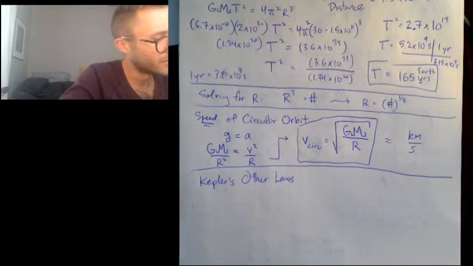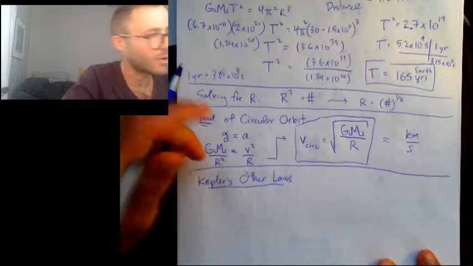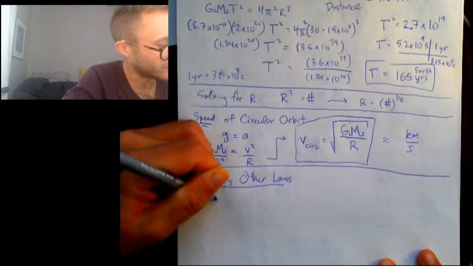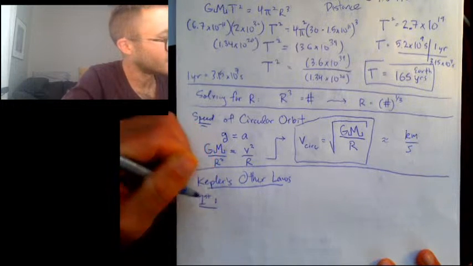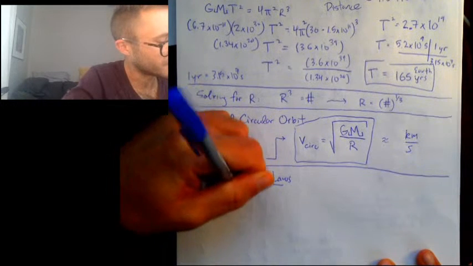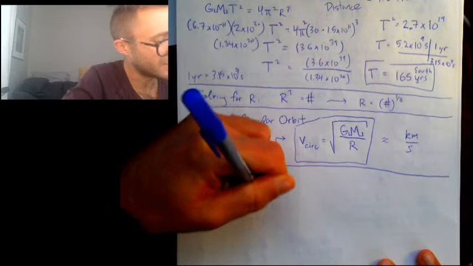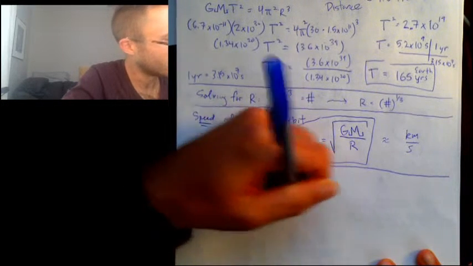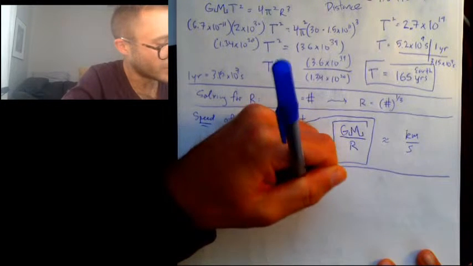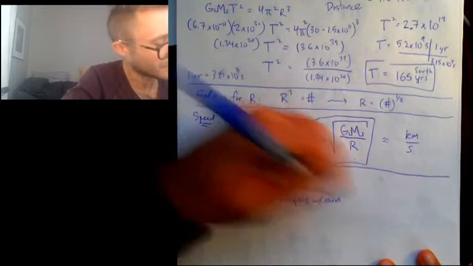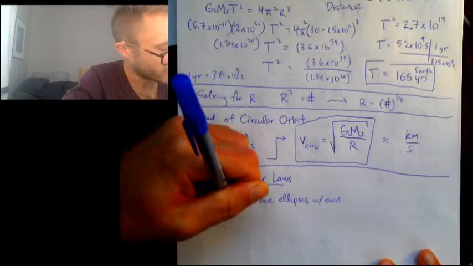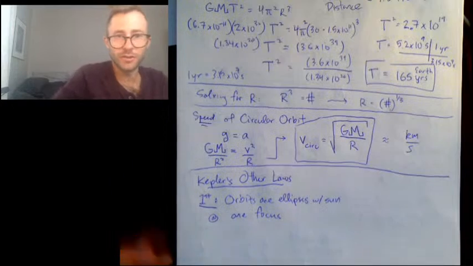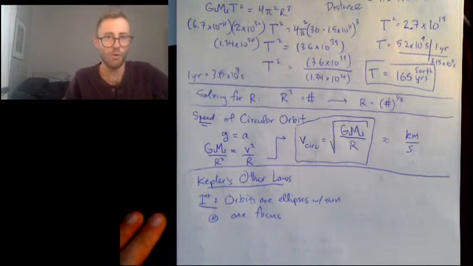Okay, so his first law says that orbits are ellipses with the sun at one focus. So what is an ellipse? An ellipse is basically an oval.